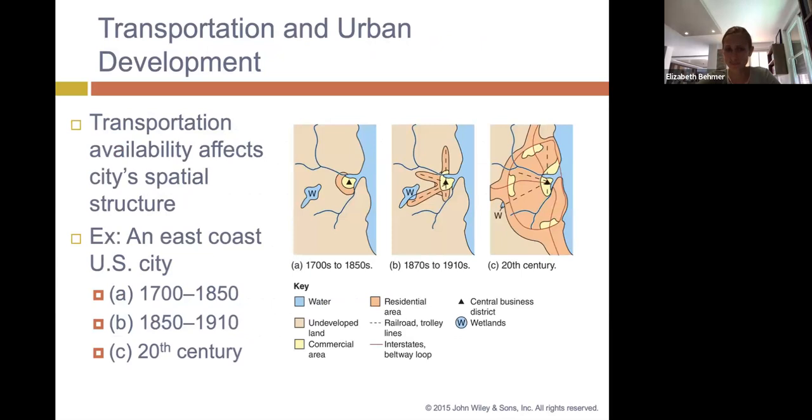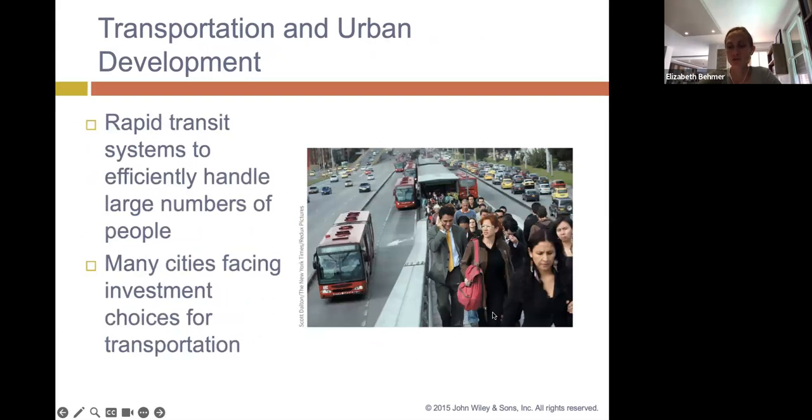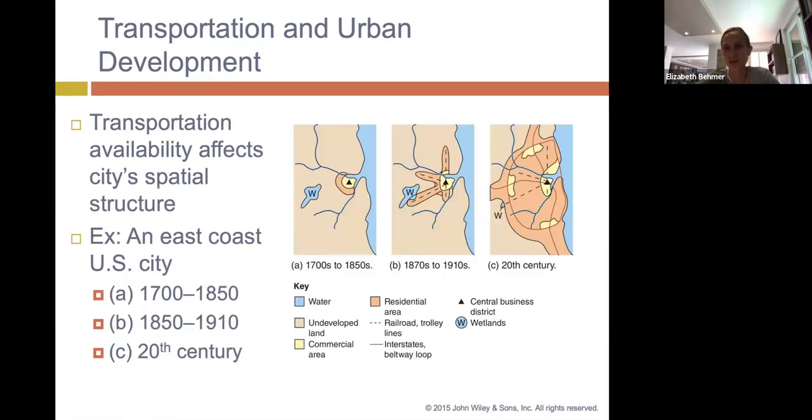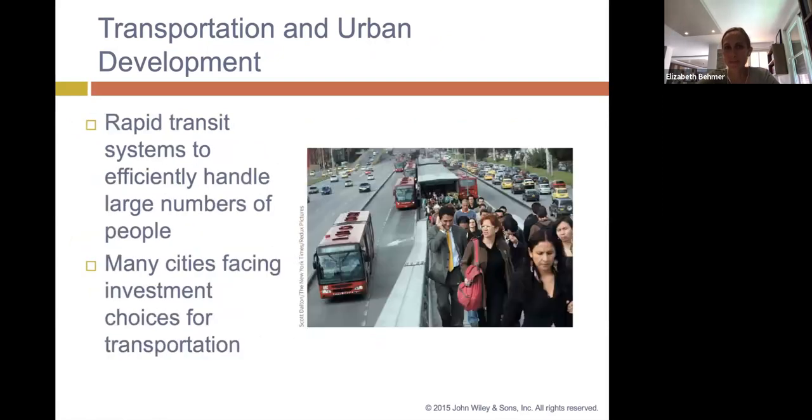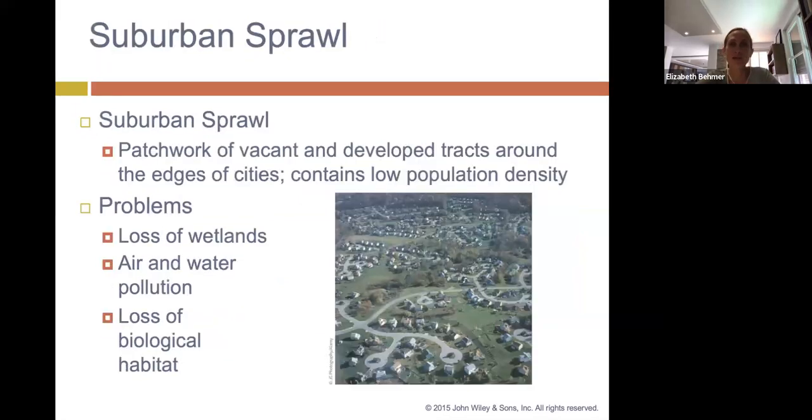Transportation and urban development. Transportation availability will affect the city's spatial structure. An example of this is an East Coast city looking from the 1700s to 1850s, moving to the 20th century. You see residential areas, railroads, trolleys, and interstates, and just how railroads, trolleys, and interstates will help with the spreading of that urban development. Rapid transit systems can efficiently handle large numbers of people, and many cities are facing investment choices for transportation. The suburban sprawl is the patchwork of vacant and developed tracts around the edges of cities.